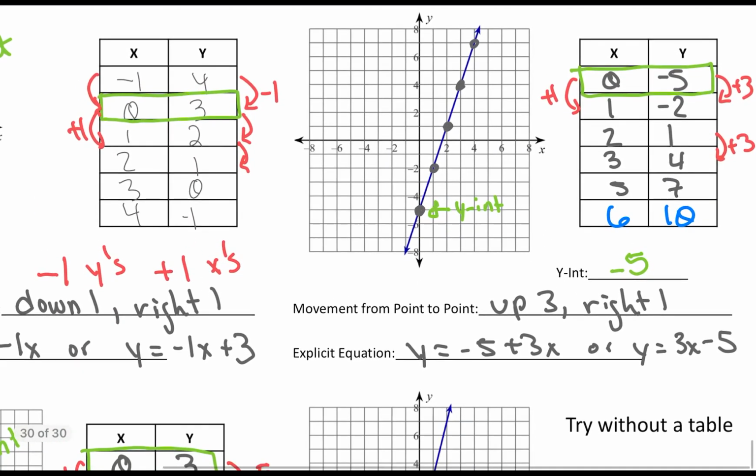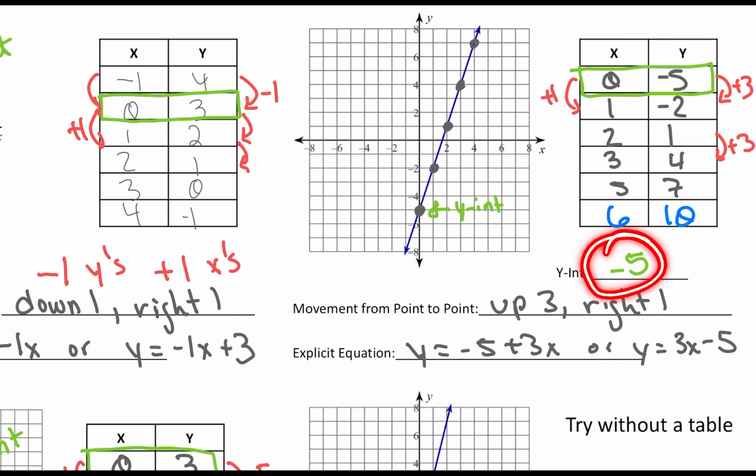Next up, we have this graph. Here are all the points. We have 0, negative 5, 1, negative 2, 2, 1, 3, 4, 5, 7. We're adding by 3's for our y's. If you didn't know what was happening with these first two, well, you know from 1 to 4, you could add 3, okay? For our x's, we're adding by 1. Our final point would be 6 and 10 for this table.